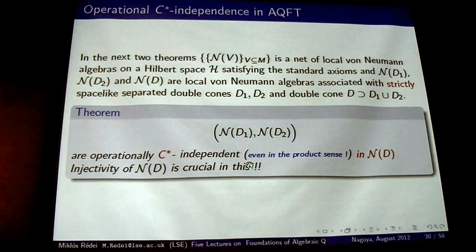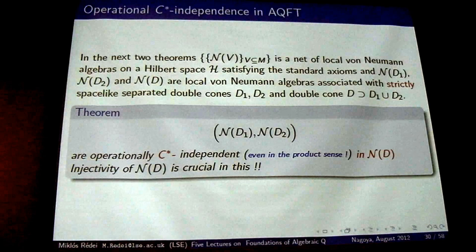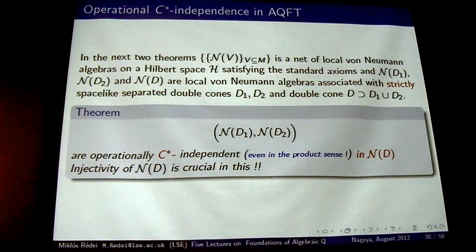And injectivity is crucial in this, because what you know is that these two algebras generate the tensor product if they are space-like separated, then that's the case, and then C-star independence holds for them, and then from the generated tensor product you can extend the operation to the double cone, because the double cone is injective, the double cone algebra is injective.